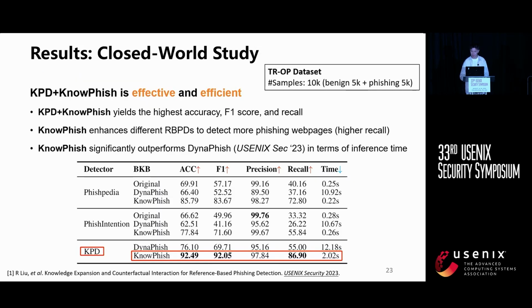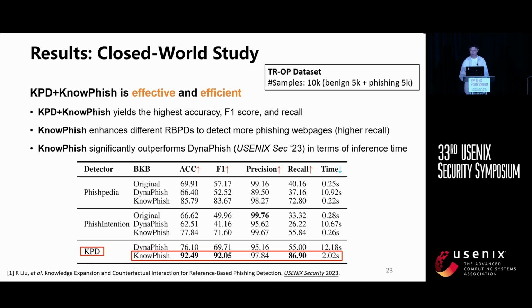Now we go to the empirical evaluation part. We have done extensive experiments to evaluate the performance of our phishing detector. This mainly includes a closed-world study and a field study under local context. The closed-world study dataset is collected by us, and it is a balanced dataset.